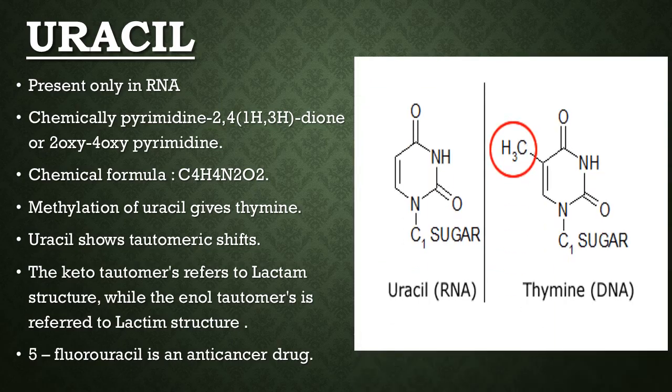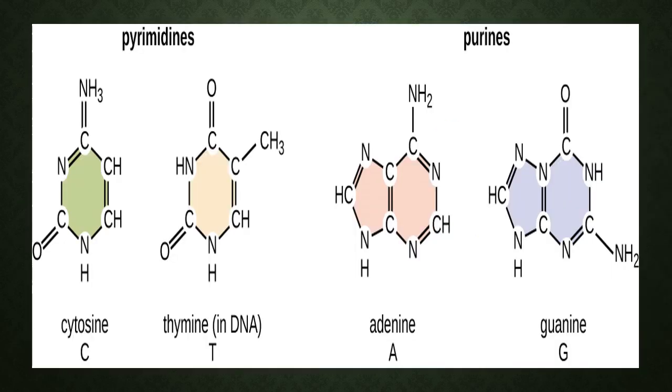C4H4N2O2. As I explained in the previous slide, methylation of uracil gives thymine, and you can see in the picture very well that the methylation of uracil gives thymine. Uracil shows tautomeric shifts. The keto tautomer refers to the lactam structure, while the enol tautomer refers to the lactim structure. 5-fluorouracil is an anti-cancer drug. You can revise the whole structure from this.